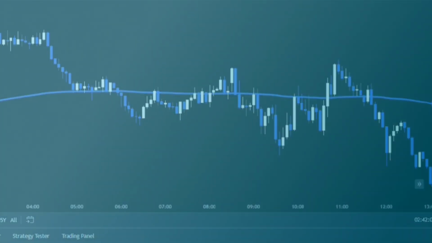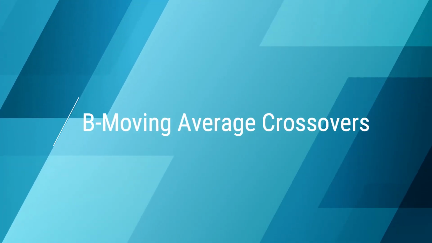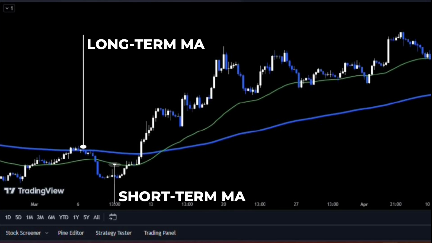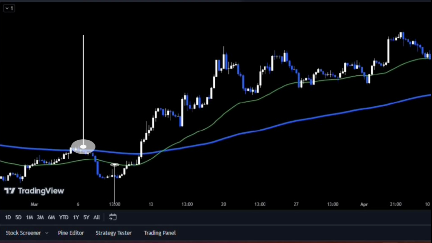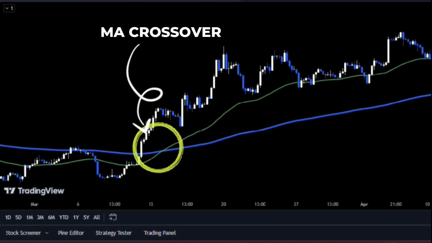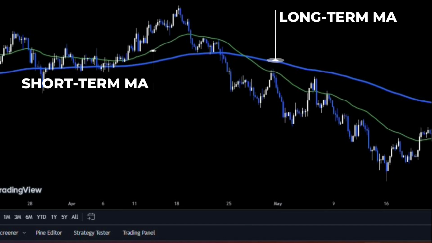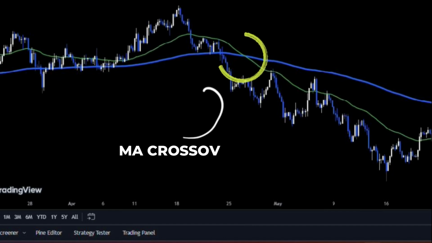The second one, moving average crossover. Another trick is to watch when a short-term moving average line crosses a long-term one. If the short-term line goes up through the long-term line, it could mean a possible uptrend is coming. And if it goes down through the long-term line, it could signal a possible downtrend. It's like having two friends giving you a heads up about potential trend changes.